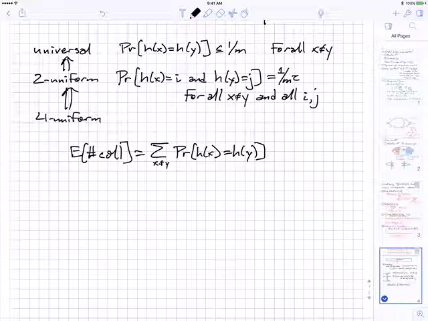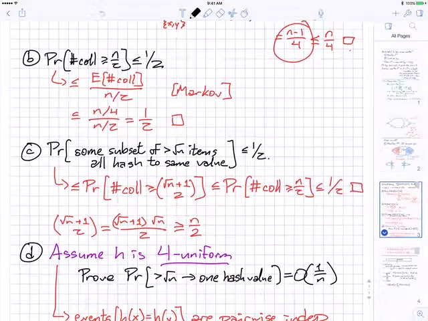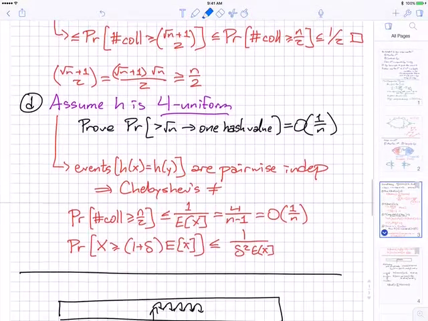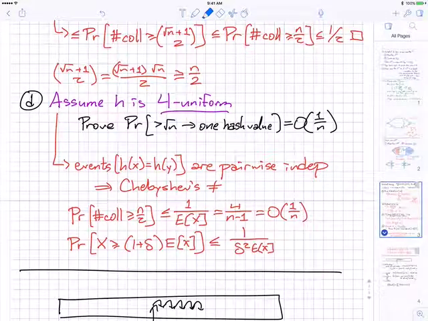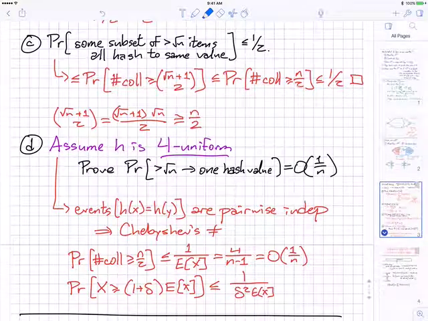Number 3, how did you make the jump from saying greater than square root of n items have the same value? Sorry, for part B, not part C. For part D, how did you go from square root of n to one hash value equals number of collisions greater than the number? Exactly the same as part C.